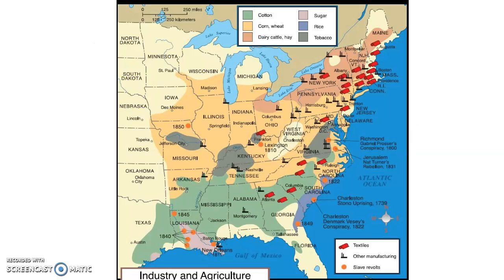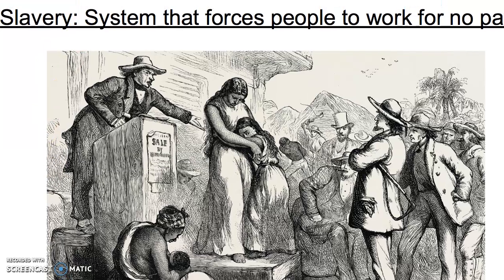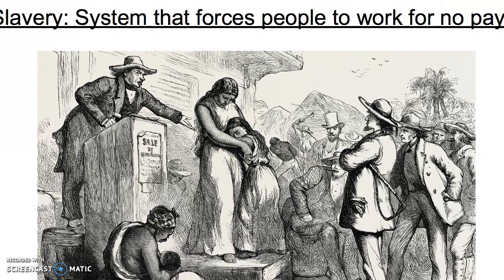It was almost like there was two different countries at the time. You had the North and the South. The North was very industrial with textile mills and factories, and the South was mainly based economically on farms. So we had a system of slavery. We had racial slavery in the United States. Slavery is a system that does not pay people and forces you to work.